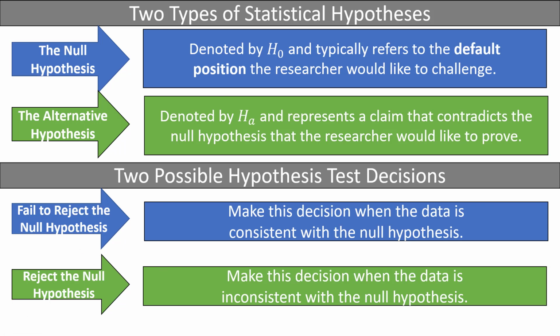Our decision should always refer to the null hypothesis, because that was the default position that we are challenging. We should always say that we are going to either fail to reject the null hypothesis, or we are going to reject the null hypothesis. And we should never reference the alternative hypothesis when we make our decision. Later on, we will be writing a conclusion statement that will reference the alternative hypothesis.